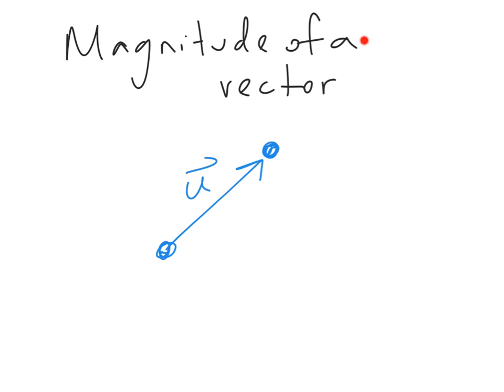In addition, we want to define the magnitude of a vector. So a vector has a direction, and it also has a magnitude. The magnitude is its length and is denoted with these double bars. So this means take the magnitude of u, meaning take its length.